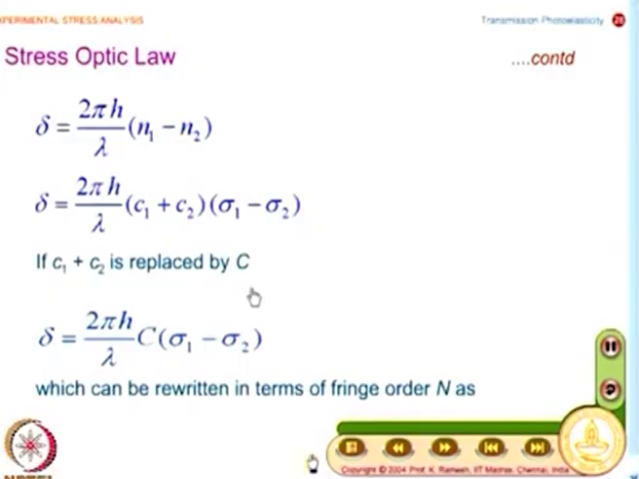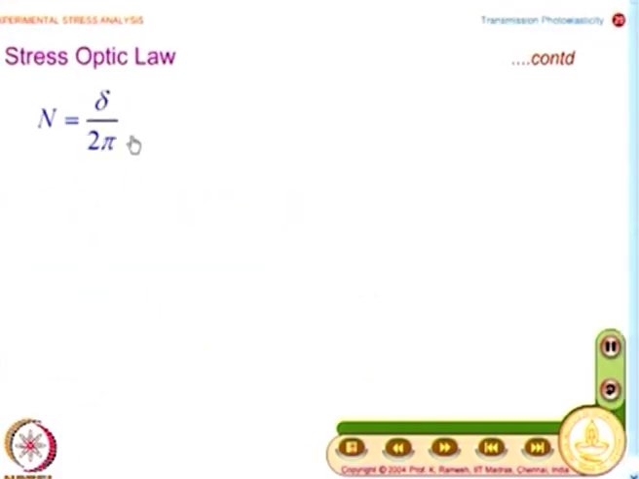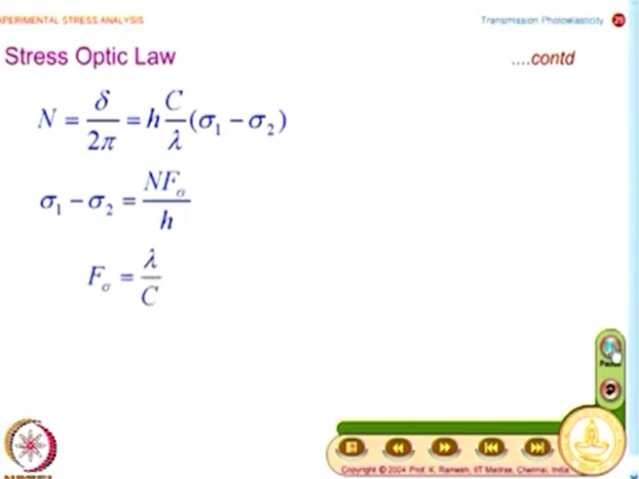So, what we will do is we will recast it, we will segregate the term delta by 2 pi, then the expression becomes a lot simpler to look at. So, I will write this N as delta by 2 pi. So, I can recast this equation as h into c by lambda, sigma 1 minus sigma 2, and I can write sigma 1 minus sigma 2 finally in this fashion, N f sigma by h, and we have introduced a new symbol for the term lambda by c in this fashion.